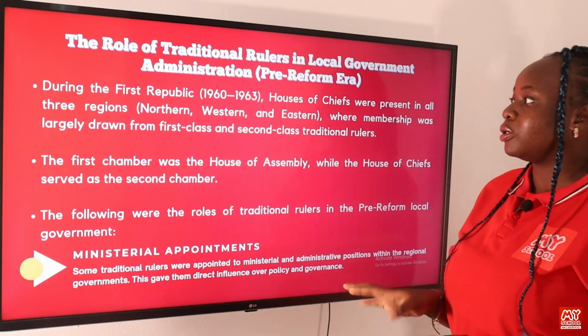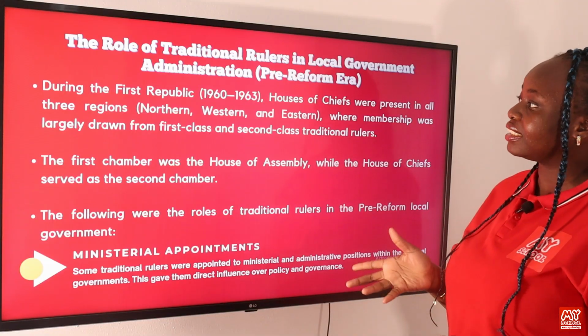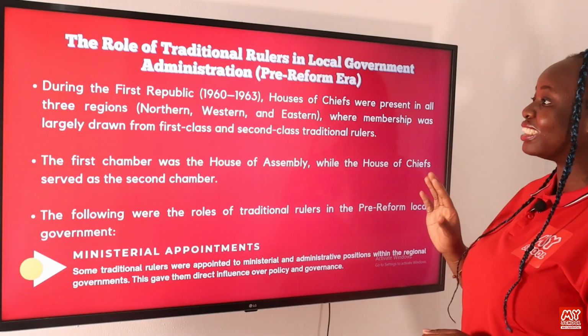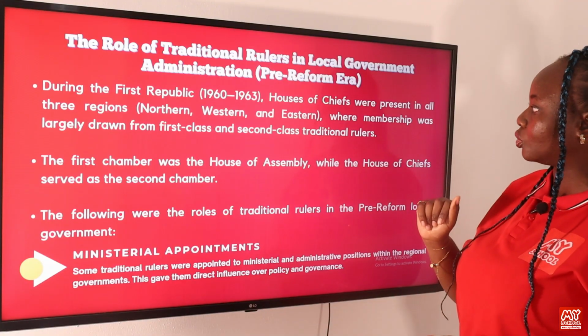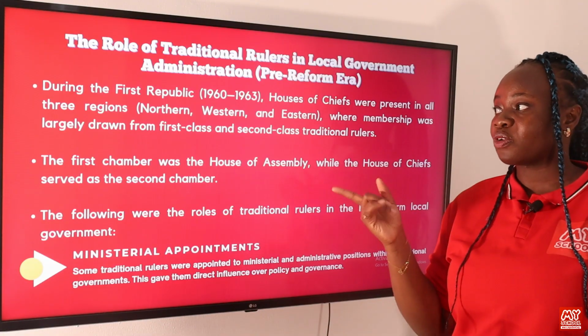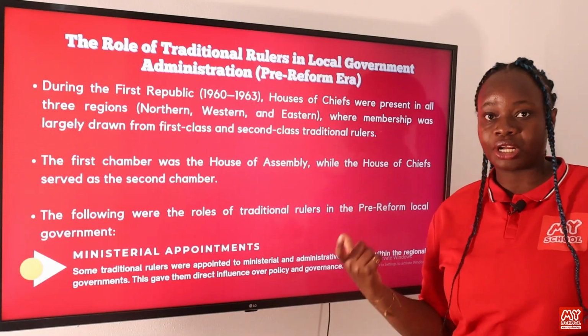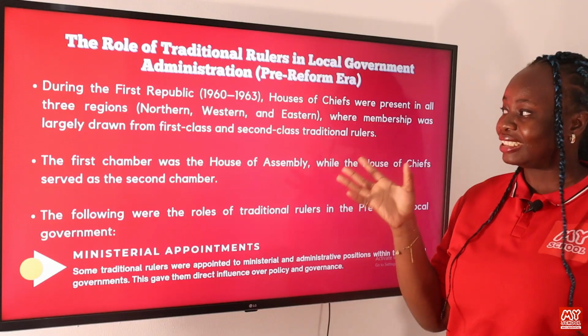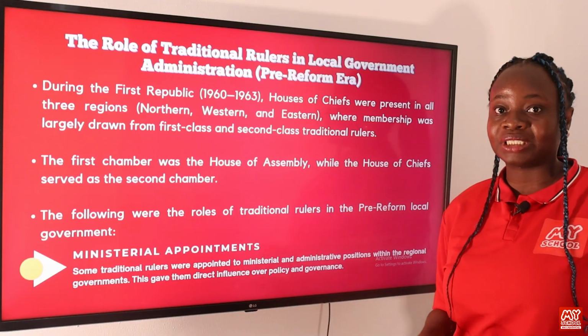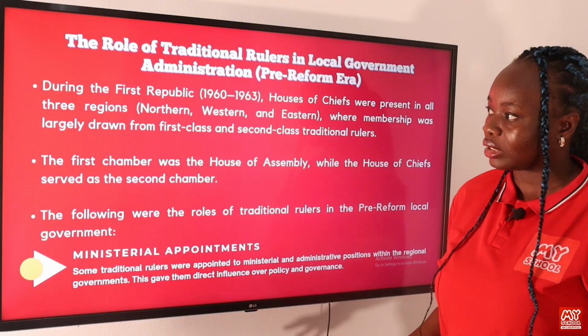Right, during the First Republic, which took place between 1960 and 1963, House of Chiefs were present in all the three regions, that is the northern, western, and eastern regions, where membership was largely drawn from first-class and second-class traditional rulers. So after independence, they decided to create the House of Chiefs also in the eastern region, so that there will be two houses at the various regional assemblies within the country.